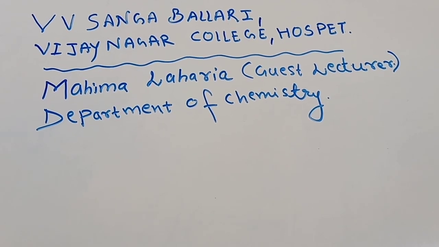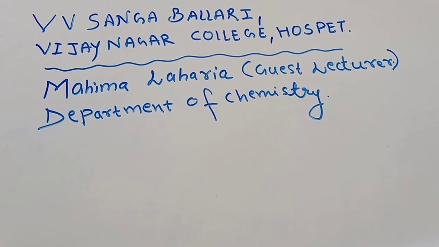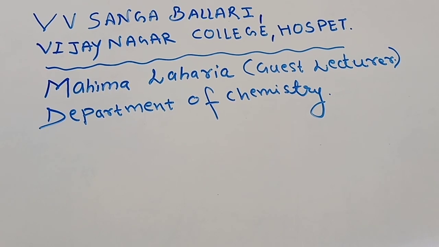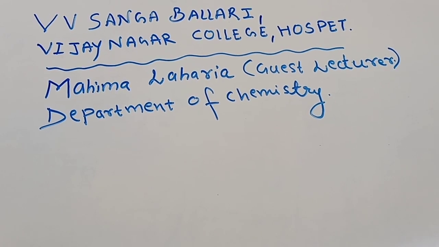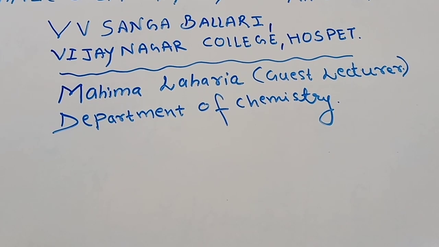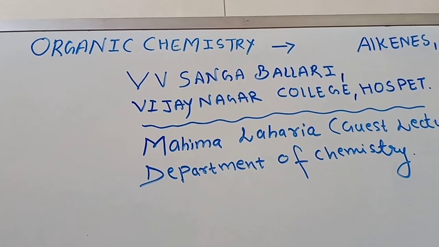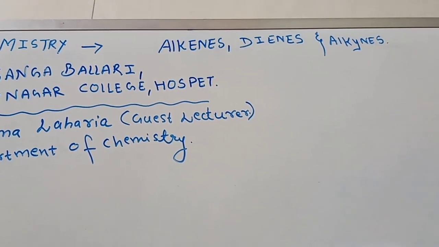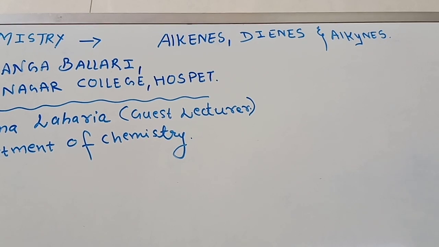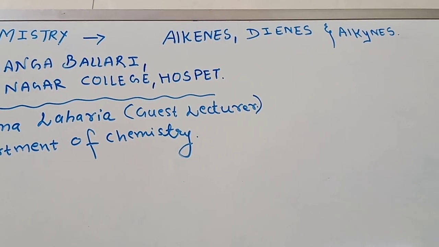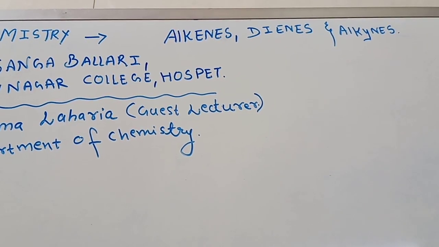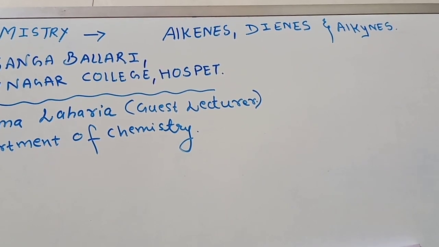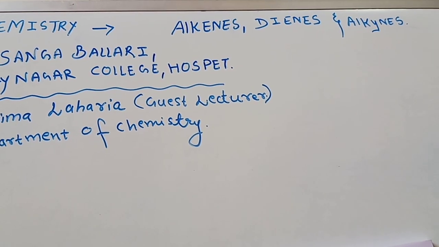Today, I will talk about the dienes. This is the topic for the BSc second sem students. This belongs to the unit of organic chemistry, and the chapter has the topics alkenes, dienes, and alkynes. We already discussed the alkenes. Now today I will start with the dienes.